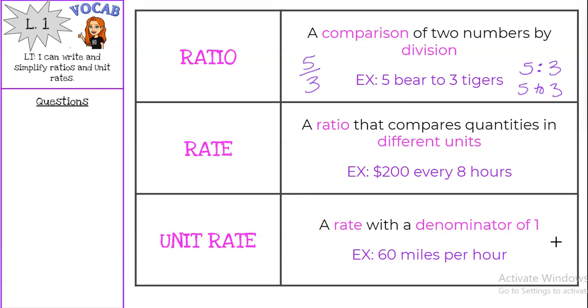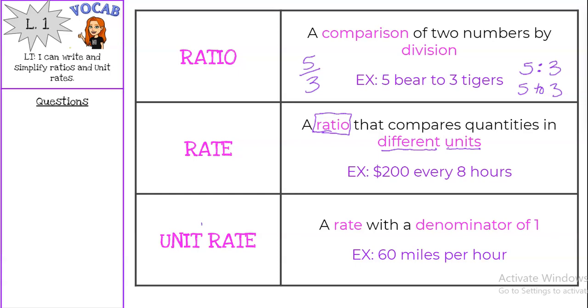A rate is a ratio that compares quantities in different units. So units are the ways that we measure things. So we have dollars to measure our money. We have hours, minutes, seconds to measure time, inches, feet, yards to measure the lengths of objects. So it just compares things in two different units. So here we have the example, $200 every 8 hours. That would be a rate.